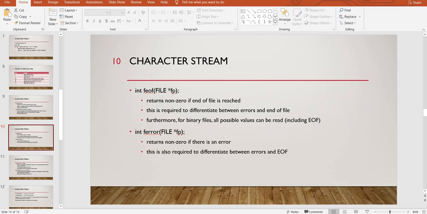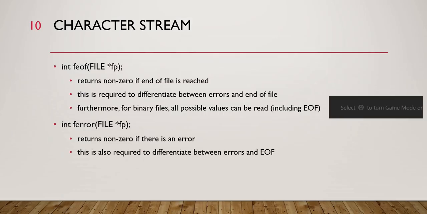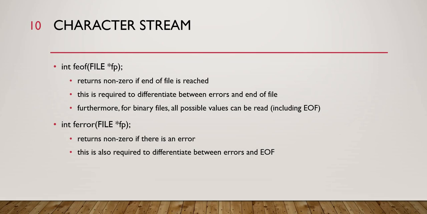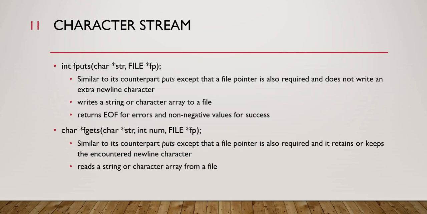So this is how you can use end of file and errors to check for errors or end of file. Okay, so it is working properly without even writing equal to end of file. So the next two functions give us more power over text streams. These two functions are fputs and fgets, and if you can remember, they're quite similar to puts and gets, which we already used.